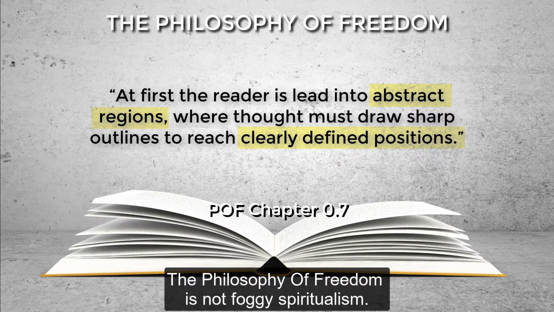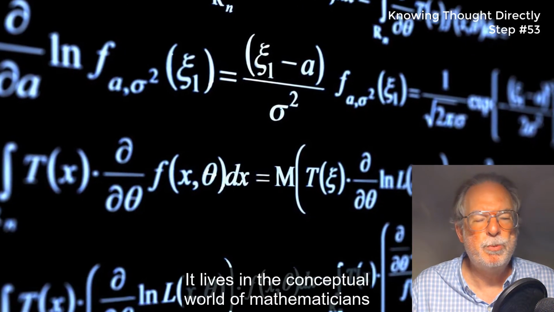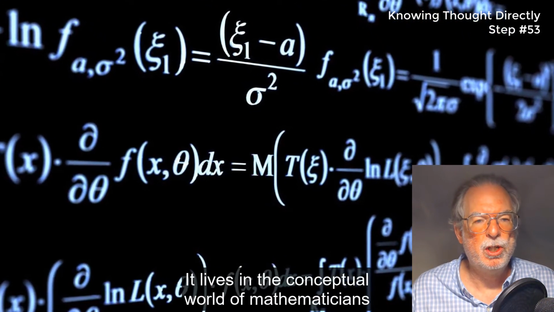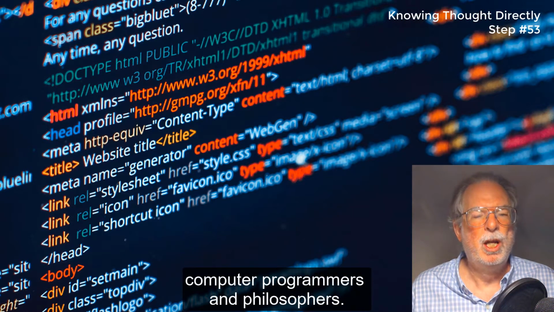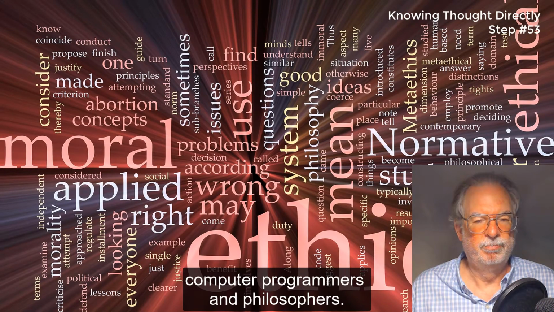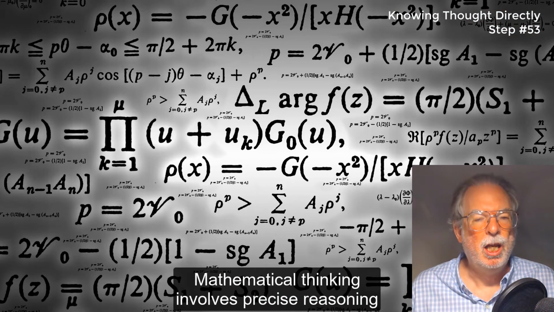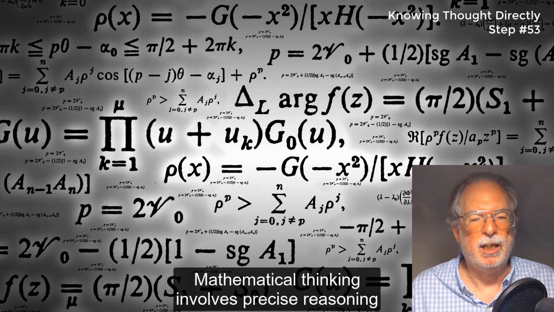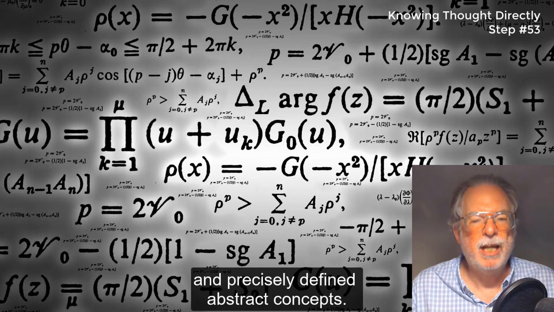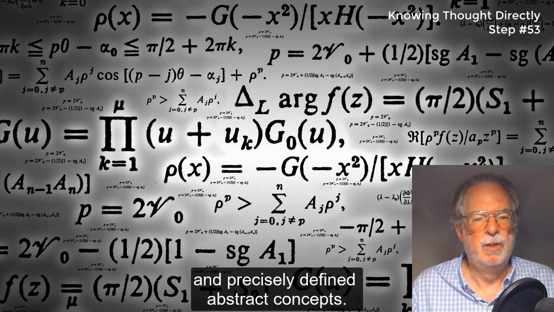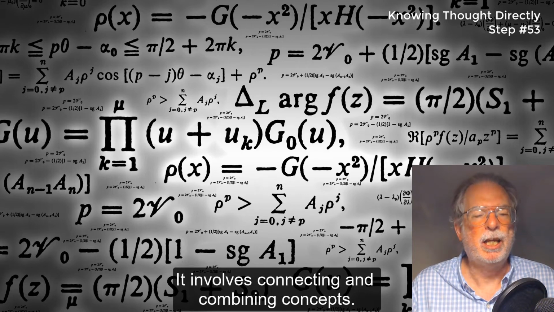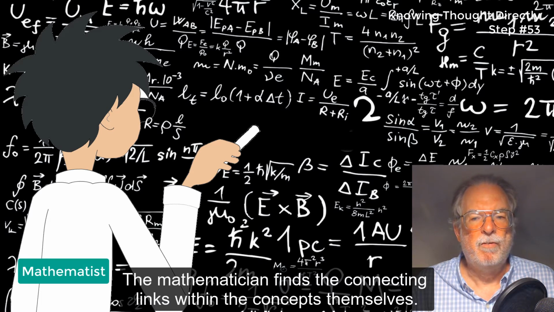The Philosophy of Freedom is not foggy spiritualism. It lives in the conceptual world of mathematicians, computer programmers, and philosophers. Mathematical thinking involves precise reasoning and precisely defined abstract concepts. It involves connecting and combining concepts. The mathematician finds the connecting links within the concepts themselves.